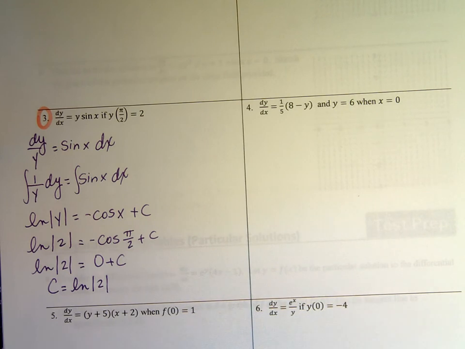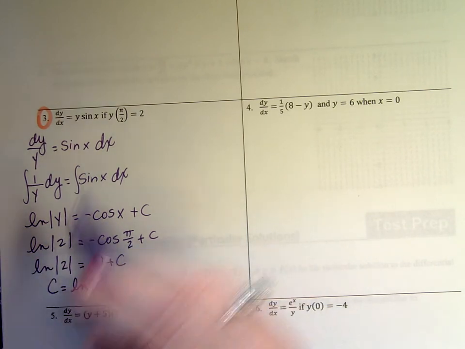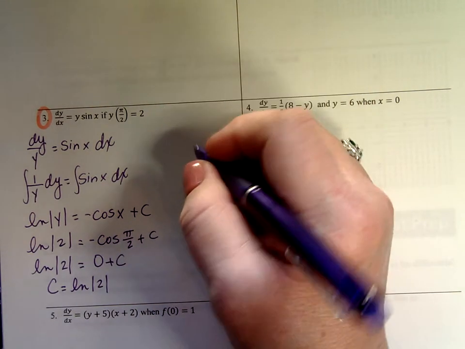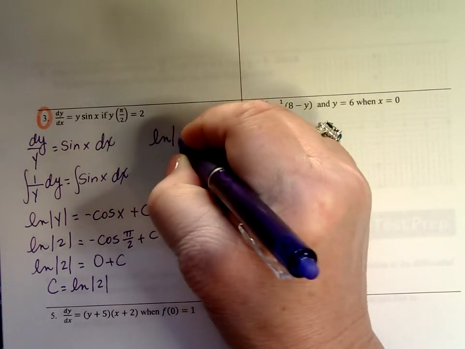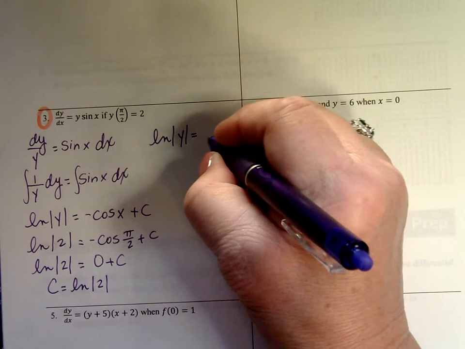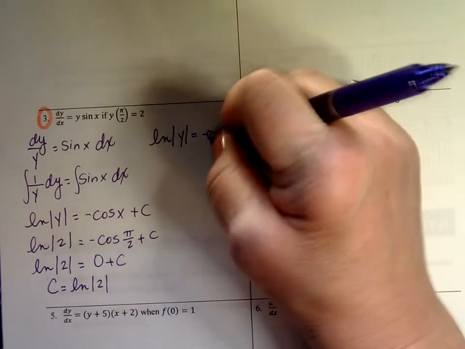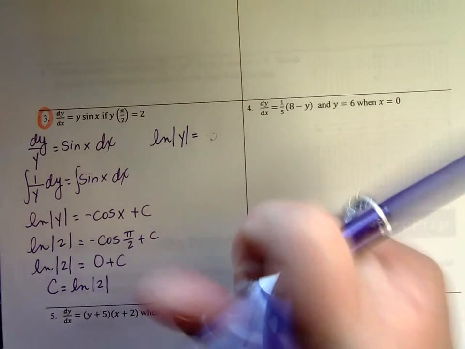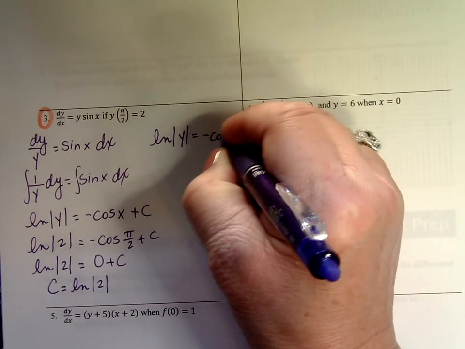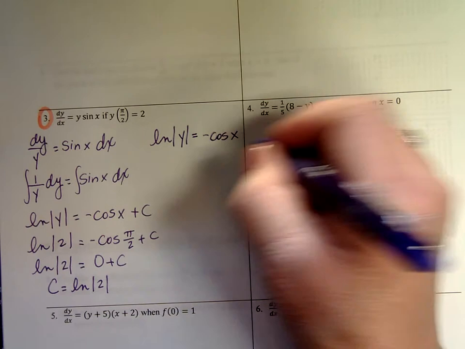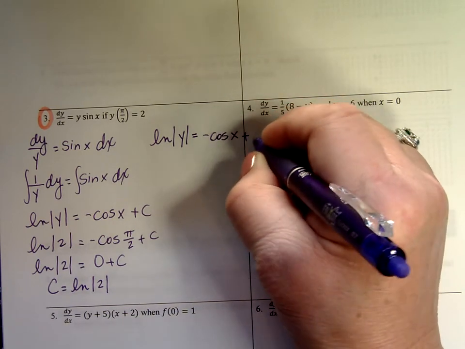I know what c should actually be, which isn't necessarily the ln of 2, but I also waited and figured out what y was first. So let's keep going. So I'm back here. This is ln of y equals negative cosine of x, and then it's plus the ln of 2.